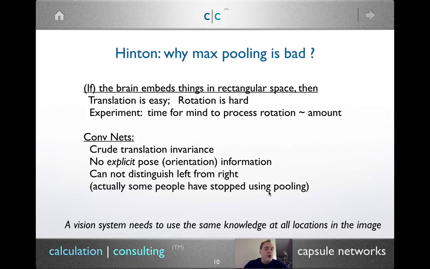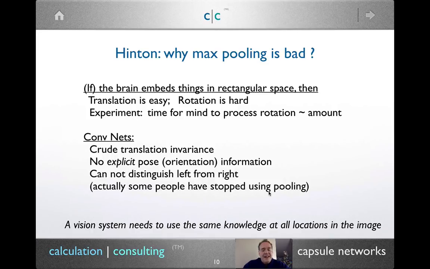So what Hinton calls pose information. And the idea is that the visual system should somehow have a way of representing this pose information, the orientation of objects, and it should somehow share this information across the image. So we're actually going to try to replace max pooling with some other type of system that has this pose information.